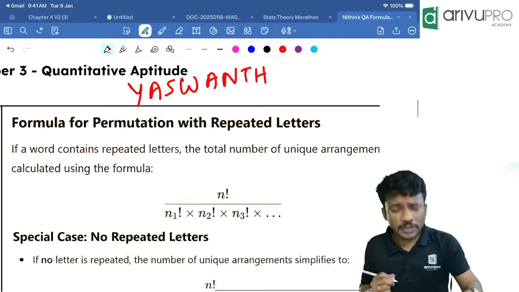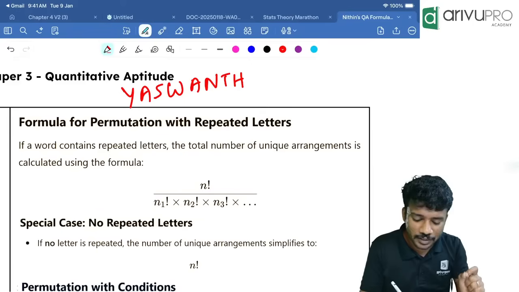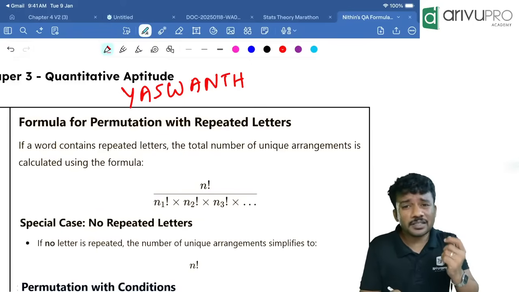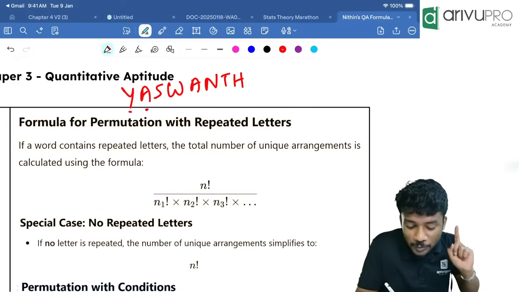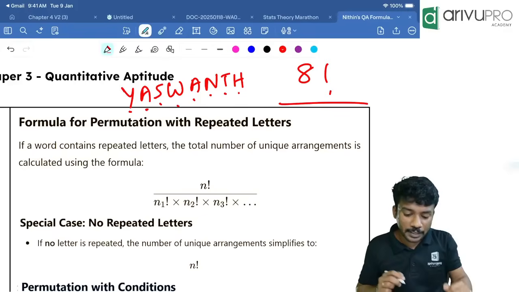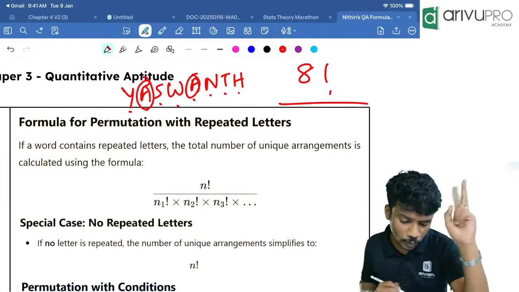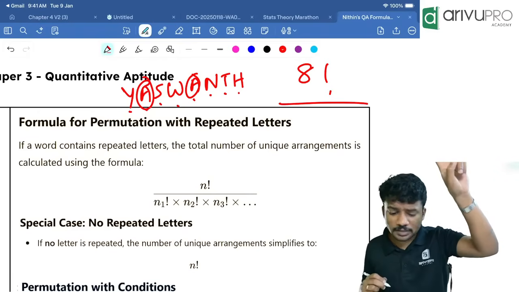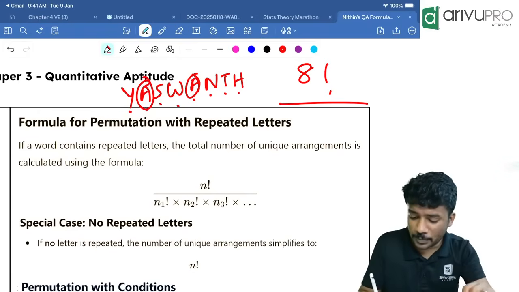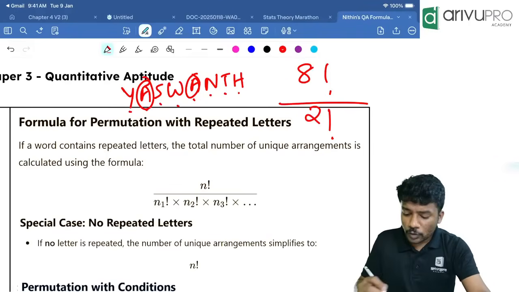Now you tell me how many words can be formed using the letters of the word Yashwant. And no repetition, I'm not talking about repetition. 1, 2, 3, 4, 5, 6, 7, 8. 8 letters are there. So 8 factorial divided by, people, how many letters are repeated? A is repeated 2 times, right? Any other letter repeated? No, only A is repeated 2 times. That means I can write it as divided by 2 factorial.